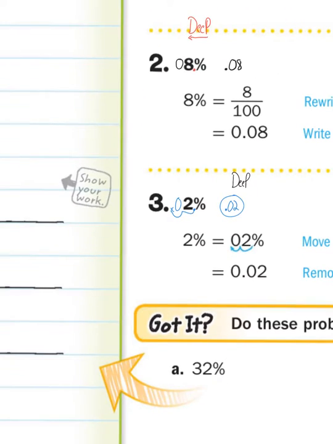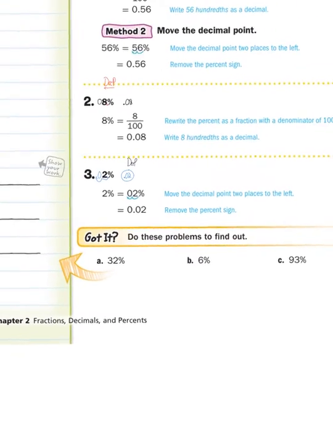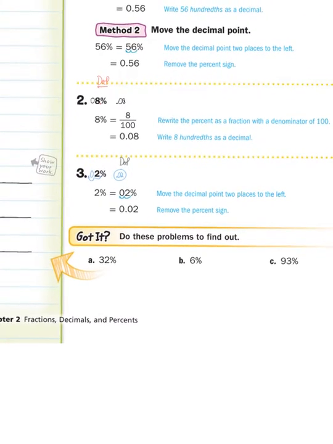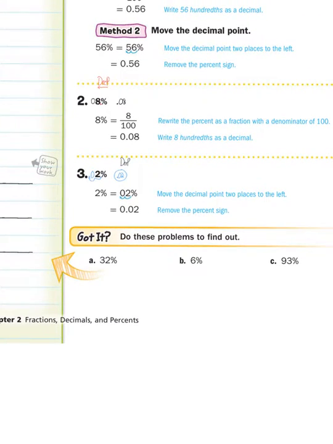All right, so let's go down to the Got It problems. We have 3 examples. I want you to change these percents to a decimal and start by writing the word DEEP so you can see it. That's going to help you remember the direction to move the decimal point. So pause the video, do A, B, and C. When you're done, hit play and see if you are correct. Go.